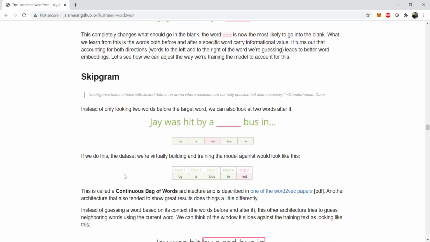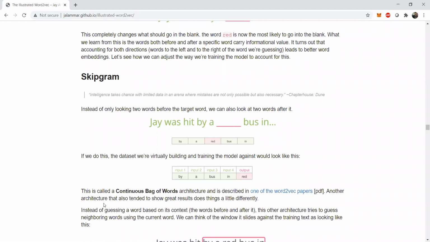Now, instead of looking just two words before the target word, we can also look at two words after it. So this is another very important feature. If we were to say that Jay was hit by a blank, and then we have bus, and we have a continuation of a different sentence, then by probability value, from a range of probability values, we can get that the answer is red, given the word red is in the vocabulary.